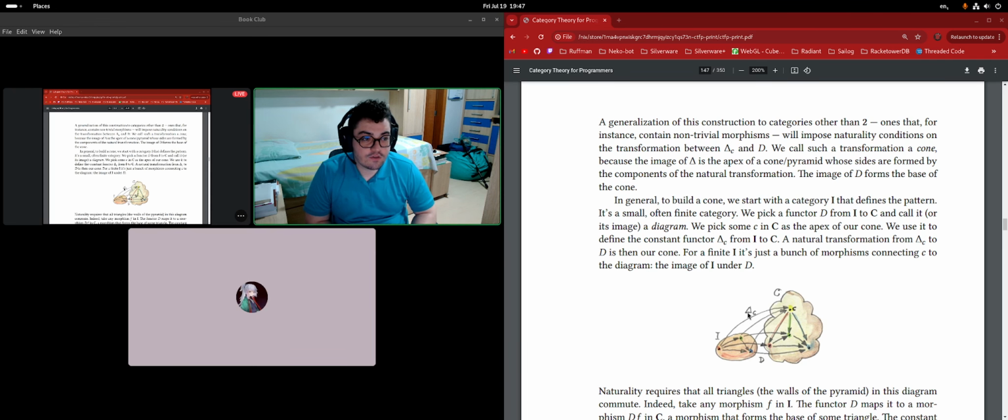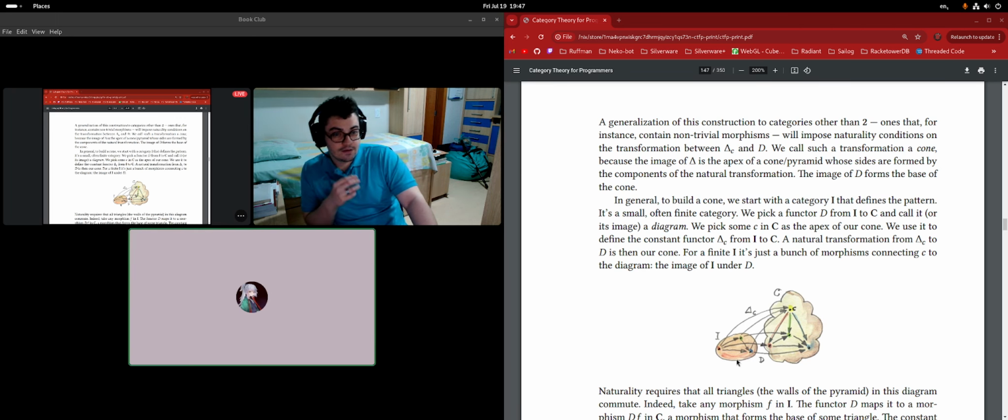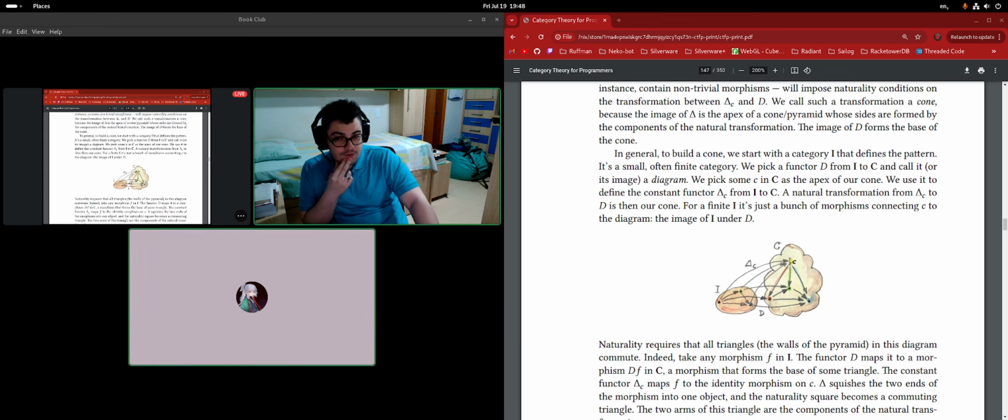We call such a transformation a cone because the image of delta is the apex of a cone slash pyramid whose sides are formed by components of the natural transformation. That's a lot to read. So let's try to use the drawing as the guide here. You see the right side of the drawing. Just picture that in 3D.